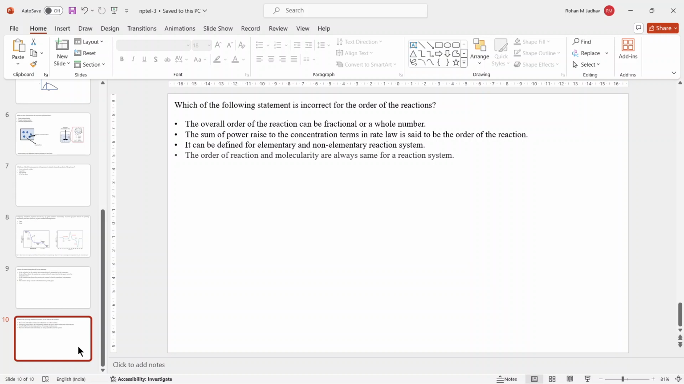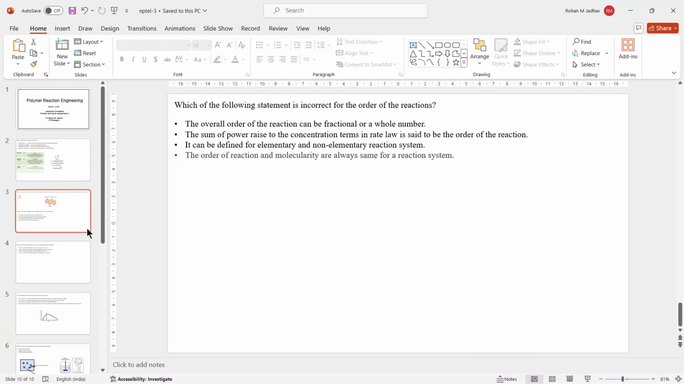Why? Because order of the reaction is basically related to the stoichiometry of the reaction environment, whereas the molecularity is the number of molecules which are participating in the reaction itself. These two numbers can vary sometimes. That is the exact reason it's quite difficult to tell what is the molecularity involved in that particular reaction. And sometimes the molecularity is not equal, since for the exact reaction to happen, the number of molecules which are involved might be different. And that is the exact reason why the order of reaction and molecularity are not always the same. So the fourth one is the incorrect option.